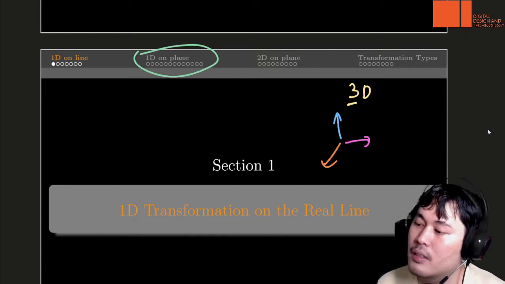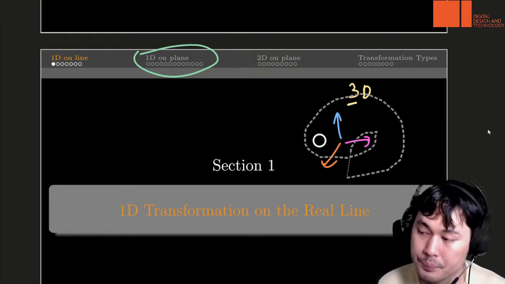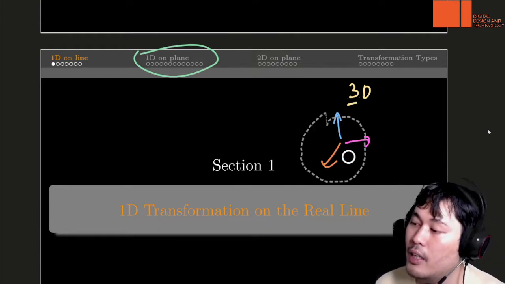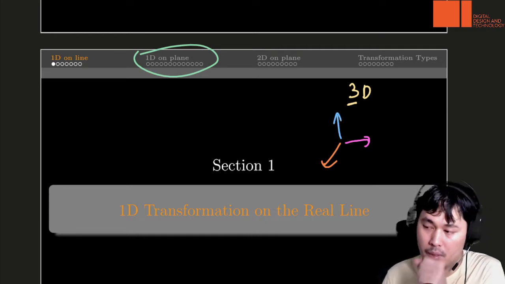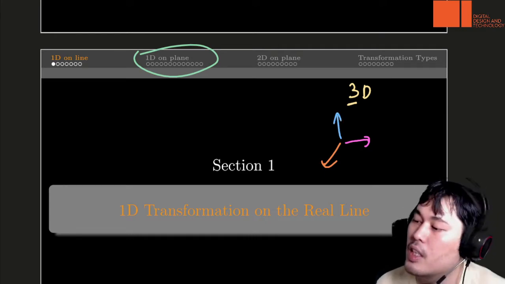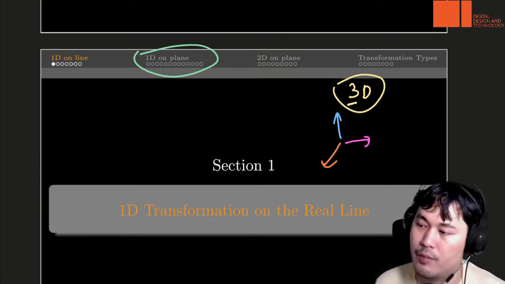You can define any kind of movement using only three directions, and then every other movement will be a combination of these three movements. So that's the world we live in.